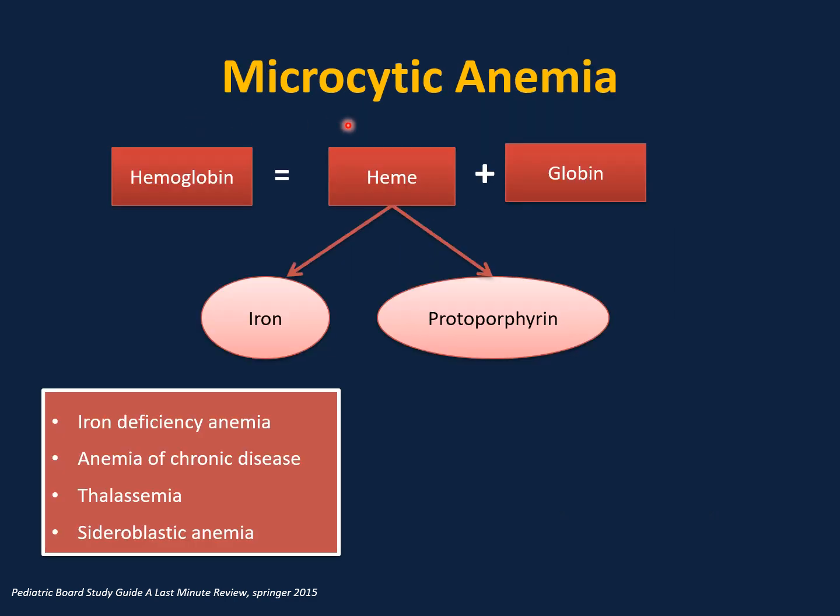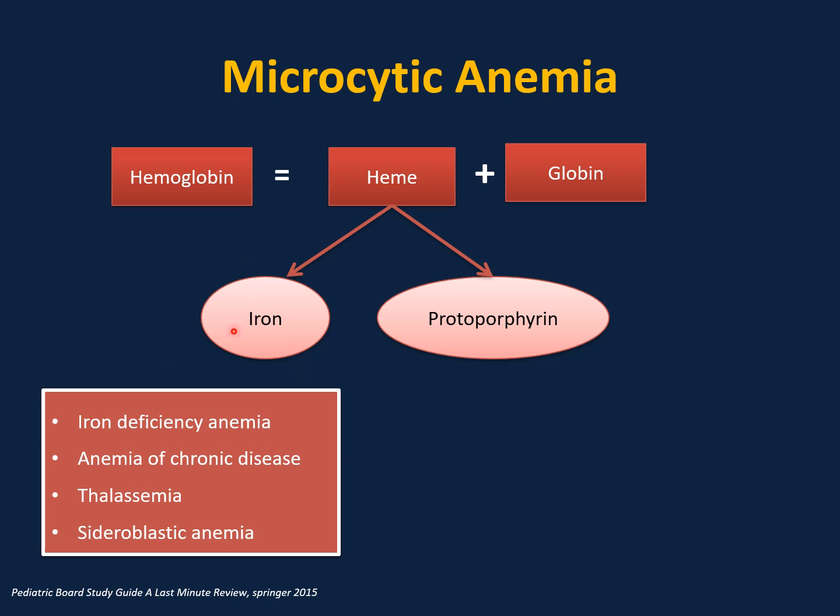In order to understand and make it easy to remember the causes of microcytic anemia, we need to know the structure of the hemoglobin. Hemoglobin equals heme plus globin. So what is heme? Heme is iron and the protoporphyrin. So we need the iron and the protoporphyrin in order to make heme. So in cases of iron deficiency anemia, there is a deficiency in the iron. This will decrease the heme, and eventually this will decrease the hemoglobin and will cause microcytic anemia.